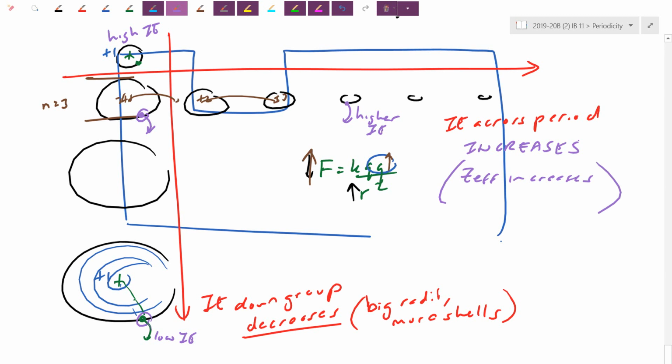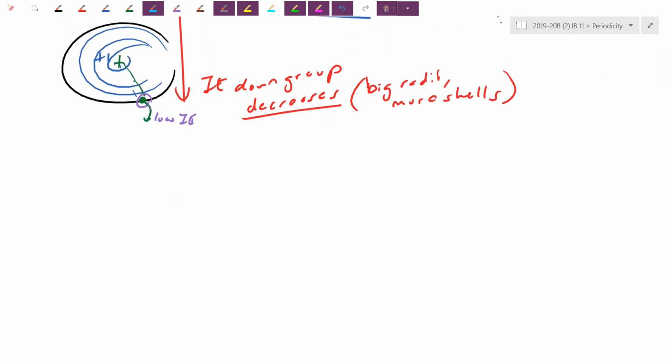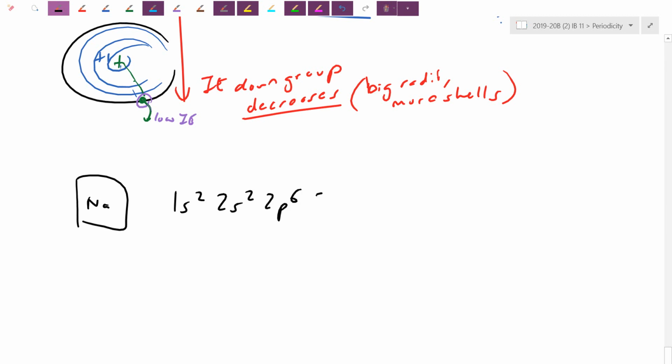So that's our trend for ionization energy. They actually like asking this question as evidence: how do we know that there are subshells? For evidence of subshells, let's take sodium, which I think we did as an example before. So sodium, let's just do our configuration. We did this a little bit in chapter 2.